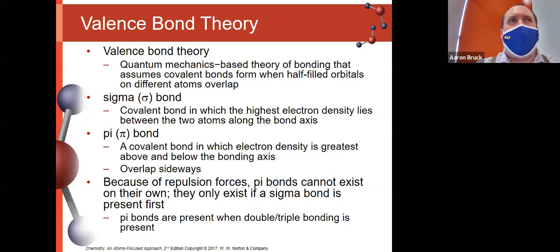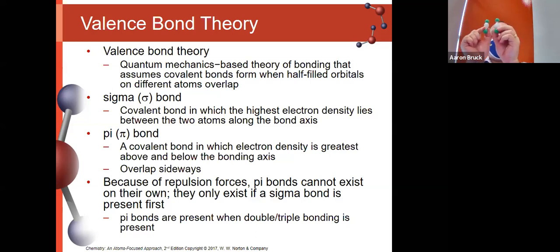That is called a sigma bond. Sigma bonds are the strongest of covalent bonds because their attachment is the most direct. I'm getting very high interaction between the two nuclei in the space directly between them. Pi bonds, on the other hand, exist in a different kind of way. Pi bonding is parallel overlap bonding.